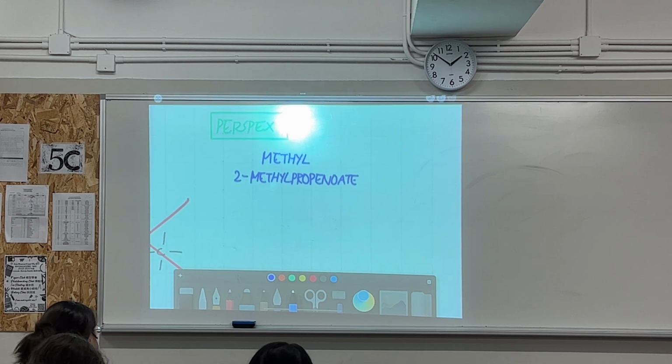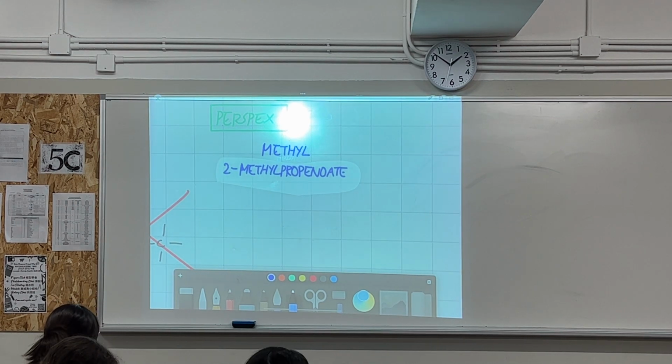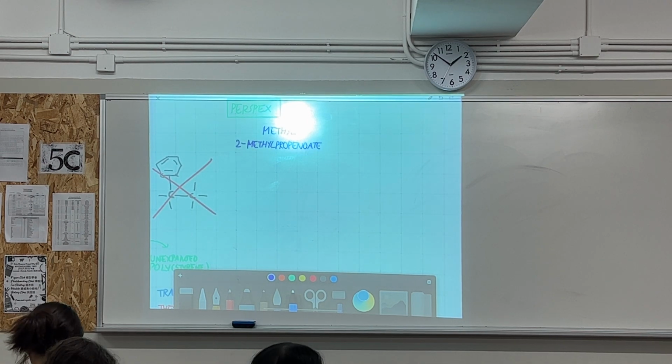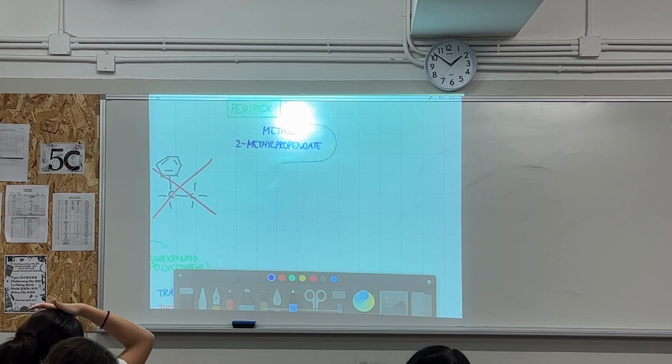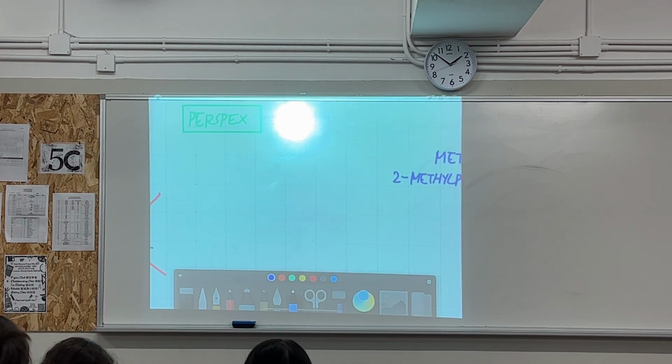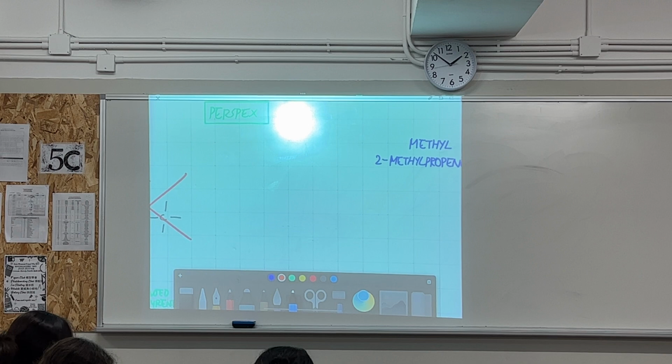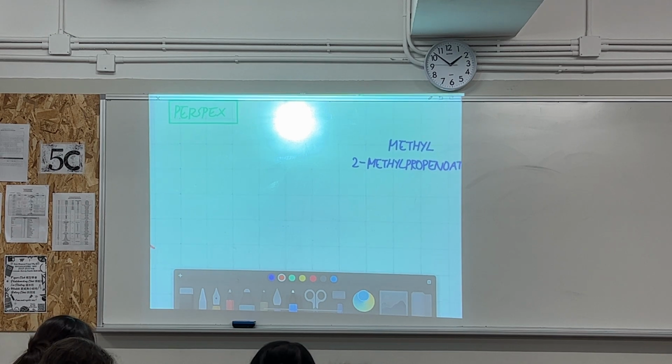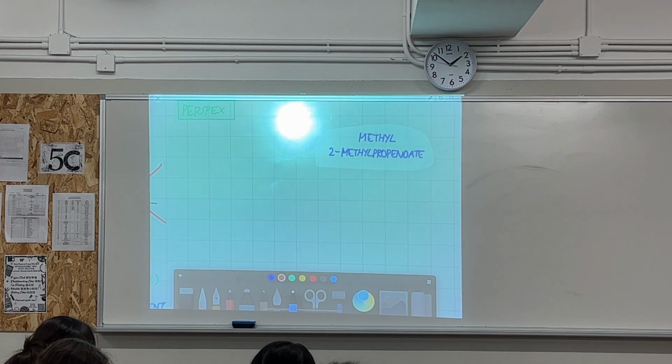Mind your language, yeah. So methyl 2-methyl propenoate. Does anyone remember how we named ester? E-S-T-E-R. Okay, I think I included that in the notes, maybe not. So anyway, I'll draw you the structure.